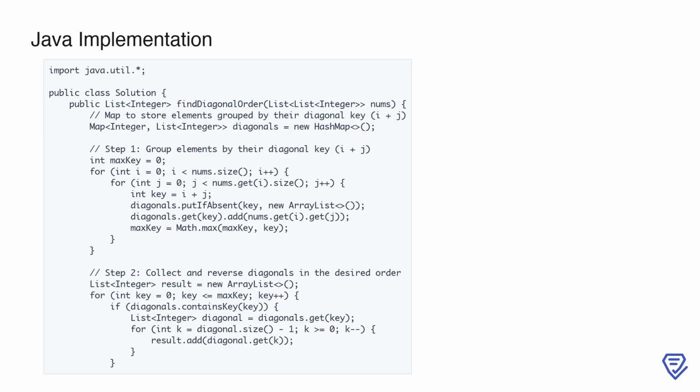Inside the nested loops, we iterate through each element in the input list, calculate its diagonal key, and add it to the appropriate group in the hash map. If the key does not yet exist in the map, we initialize it with a new ArrayList. We also keep track of the highest key value encountered, which will help us later during traversal. This first step ensures that all elements are categorized by their diagonal levels.